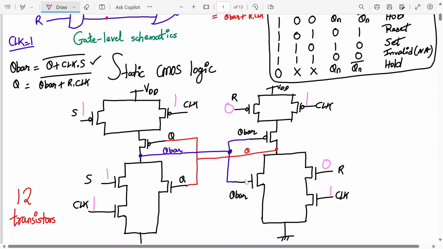So what will happen to Q bar? Anyone? It will get pulled down, so it will be 0, right? Yes, sir, Q bar will be 0. So the NMOS pull-down will be off and the other will be on. So Q will be 1, right? Is this the correct output? Q is 1, Q bar is 0, so it's giving us the set condition. Did you check it out? Yes, sir. Okay.